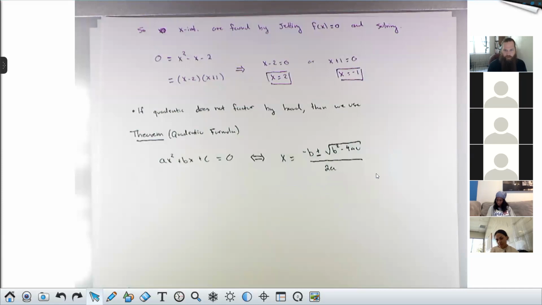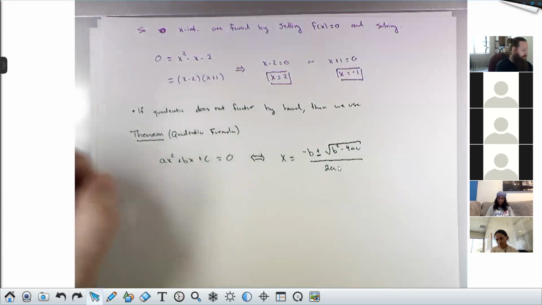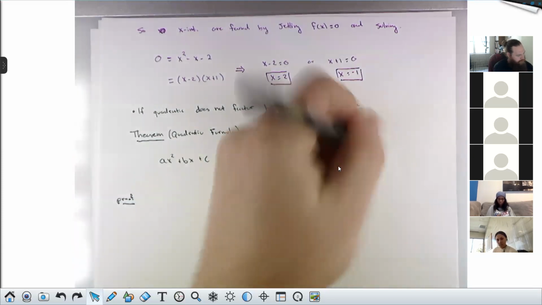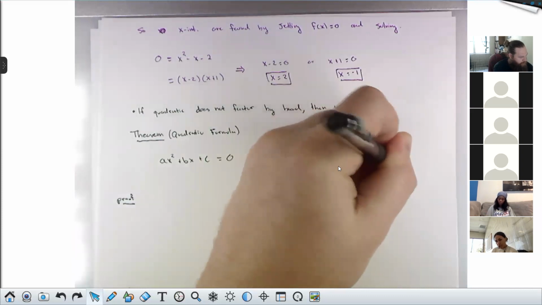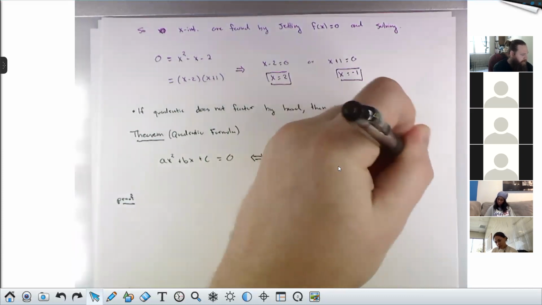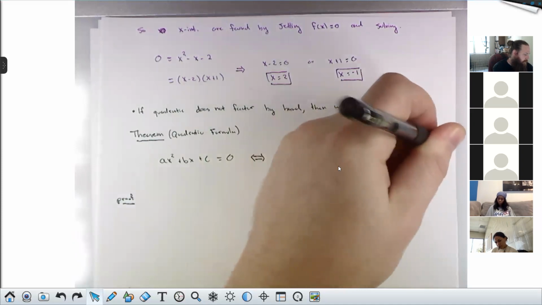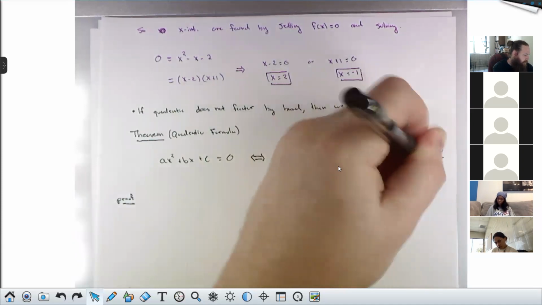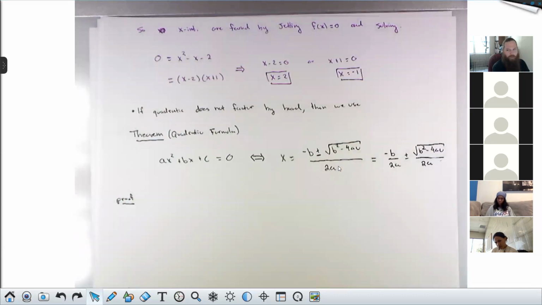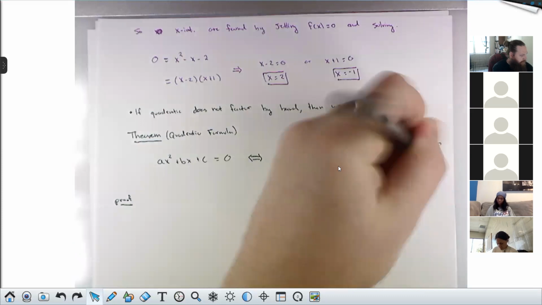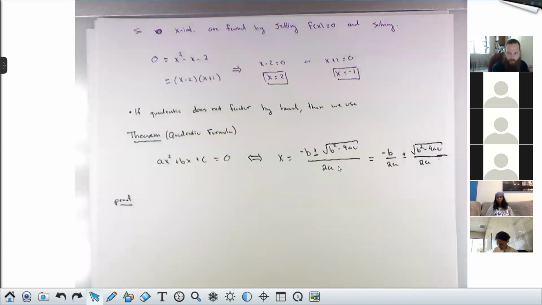Before I prove this for you, so down here is going to go the proof, I want to rewrite it like this. It's negative b over 2a plus and minus the square root of b squared minus 4ac over 2a. Just splitting up the fraction like that. Because by thinking about it in this way, I will be able to show you some cool geometry.